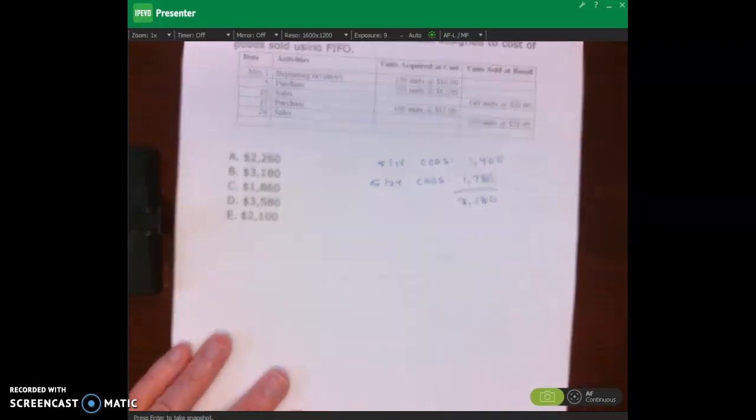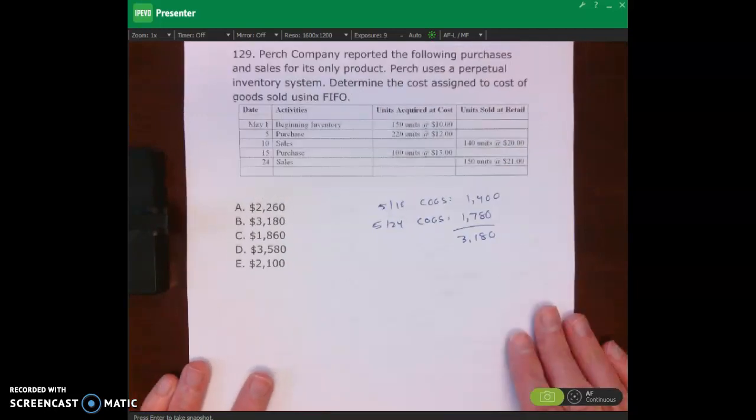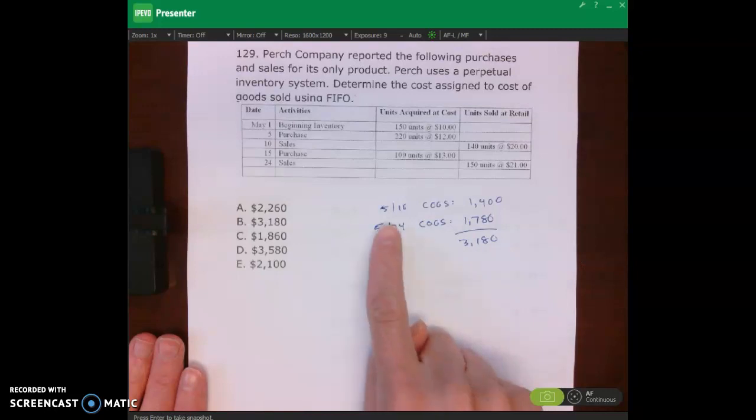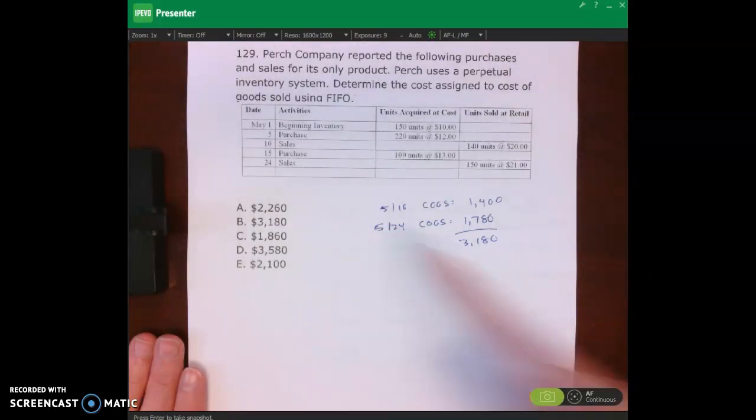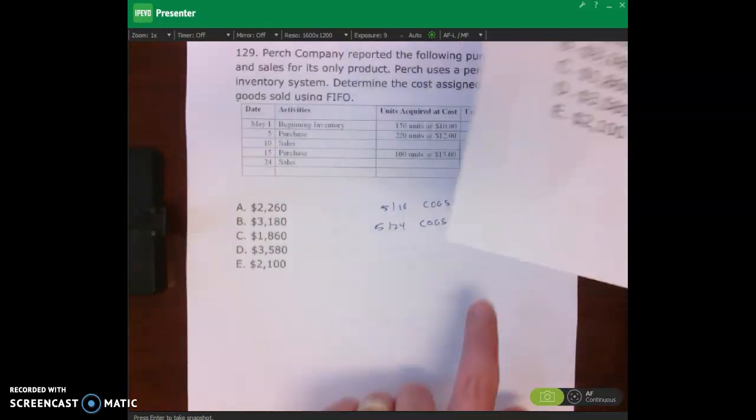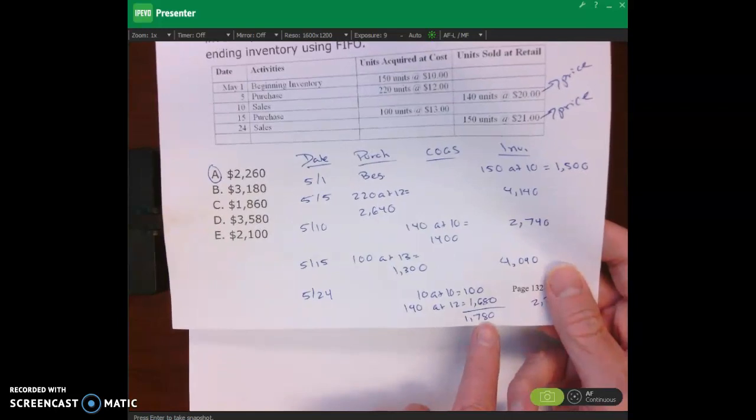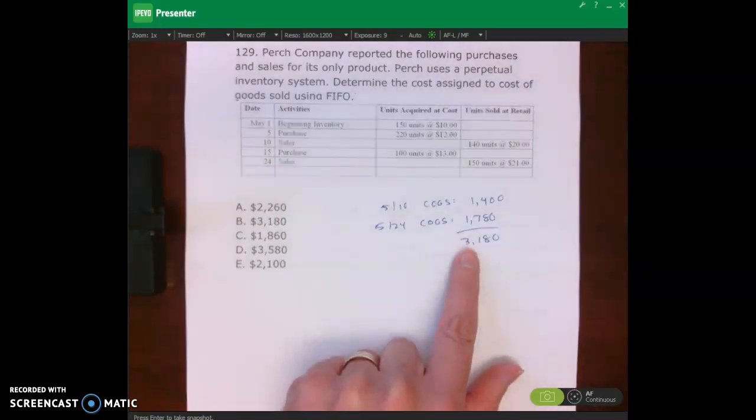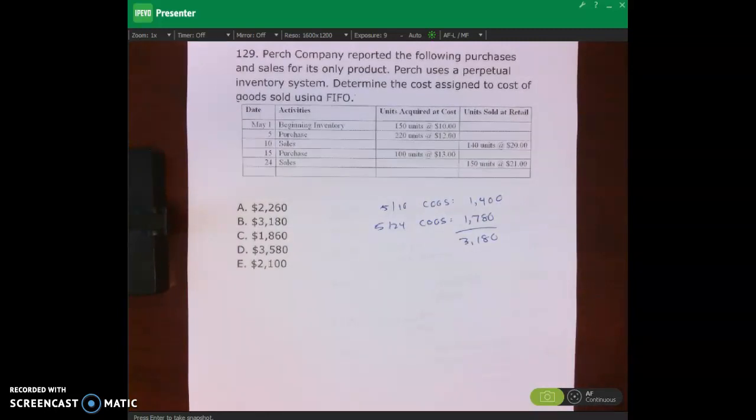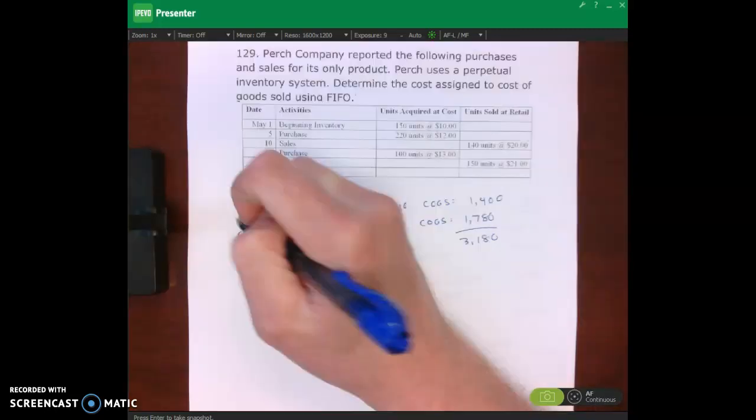Let's look at number 129 on page 133. If I look back at that table that I just did, it makes things a lot easier, because all I have to do is say on the 10th, here was my cost of goods sold of 1,400. On the 24th, here's my cost of goods sold of 1,780. Add the two together, 3,180 right there. So my answer is my 3,180 right over here.